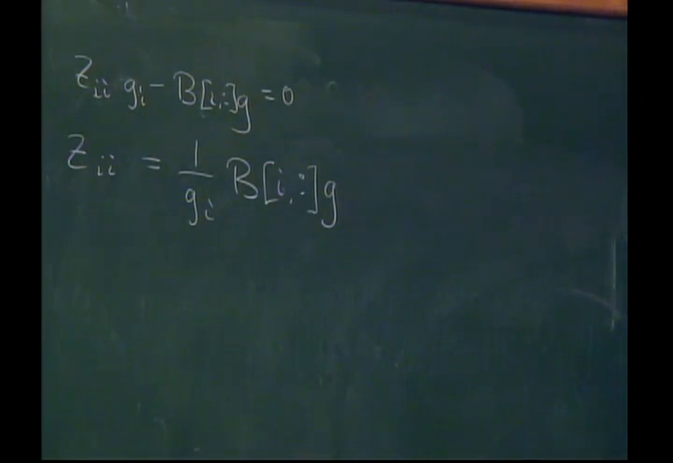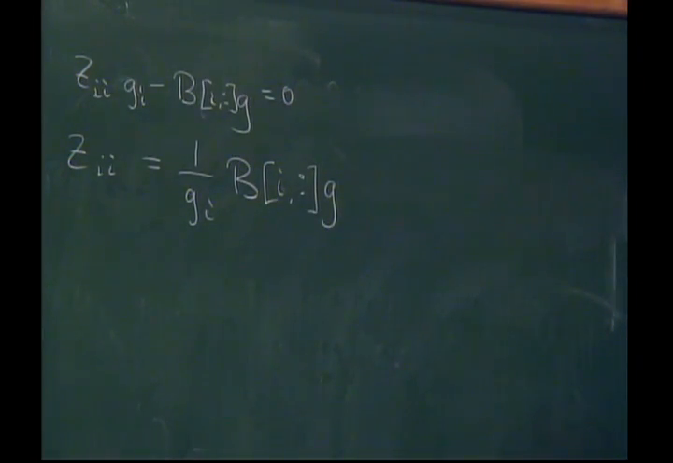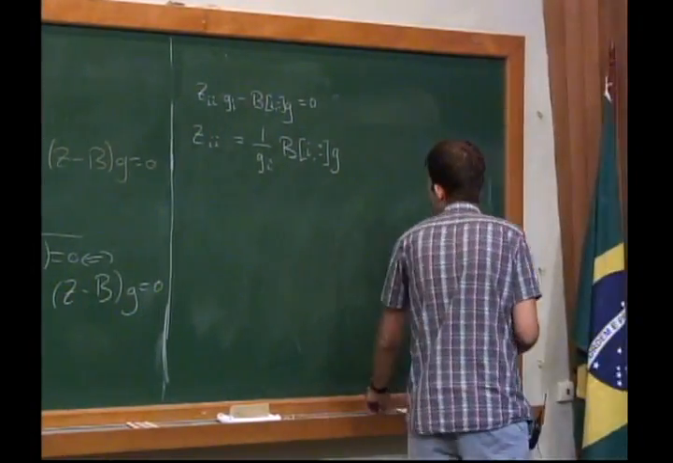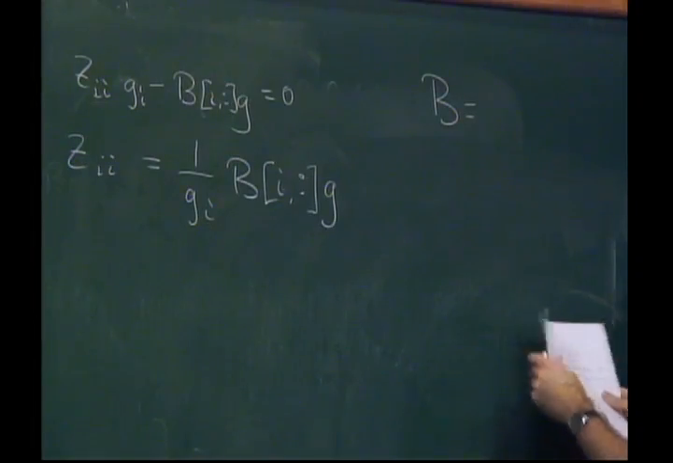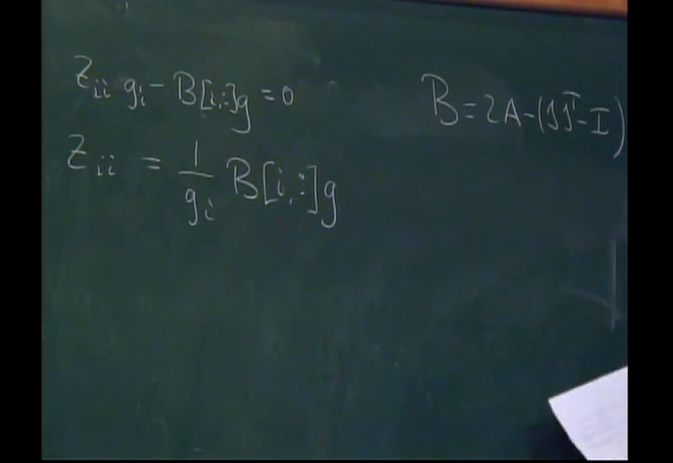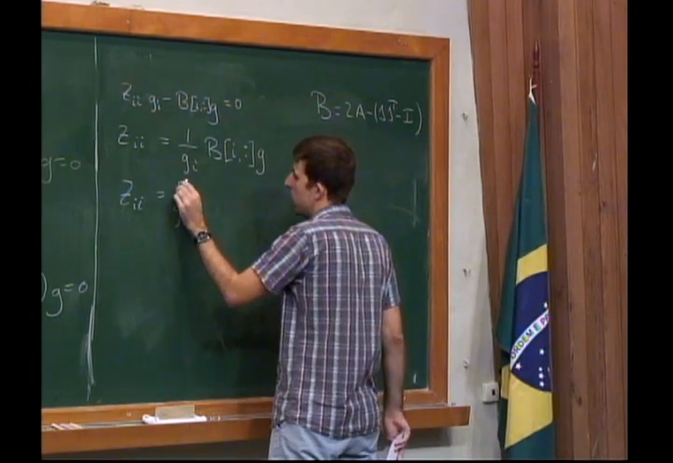So let's think about this for a second. So let's first think about what exactly this is. Okay? So let me write this in terms of A. So B is no longer here, but in terms of the adjacency matrix, just because it'll be easier to see. So remember that we defined B as just putting minus 1s instead of zeros. So B was equal to 2A minus 1 1 transpose minus identity. And this means then that Z_i is equal to 1 over g_i of now, well, 2 times this.